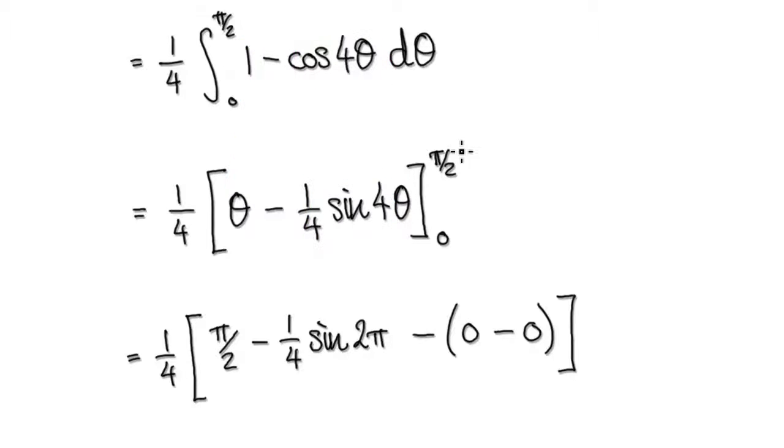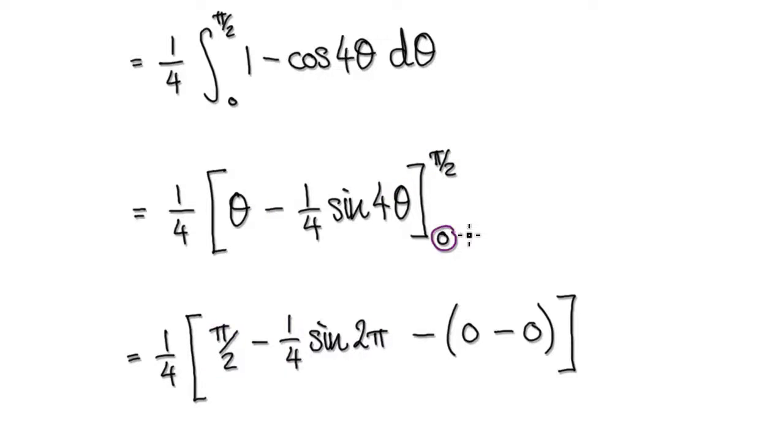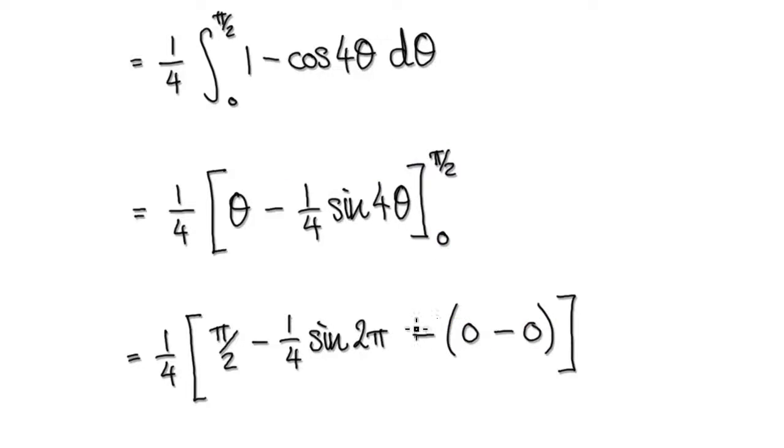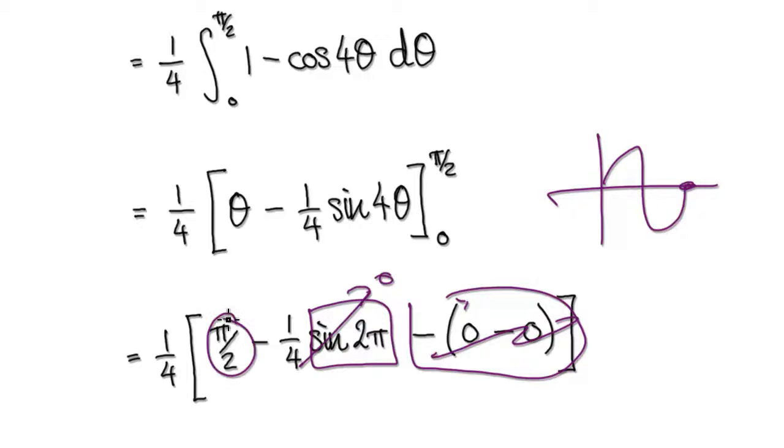So now put this into here. That will then give you this. Put this into here. That will then give you this thing here. And then take away, put this into here, and then put this into here. That will then give you this. So this disappears. Sine of 2 pi is actually 0. So this block here is 0. So it just leaves you with this.